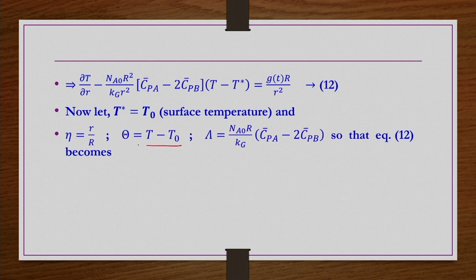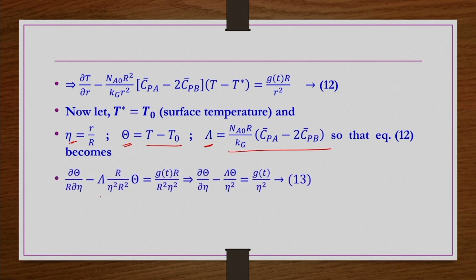Further, what we are doing is that T minus T naught we are taking as capital theta, in order to do the non-dimensionalization, and then small r by capital R we are taking as eta, and whatever this constant N_A0 capital R by K_g, C_PA bar minus 2 C_PB bar is there, that we are calling capital lambda. So that this equation number 12 will become dθ by R dη minus delta R θ would be there. This entire thing, except the small r square, whatever the terms are there, is nothing but capital lambda, except this r square.